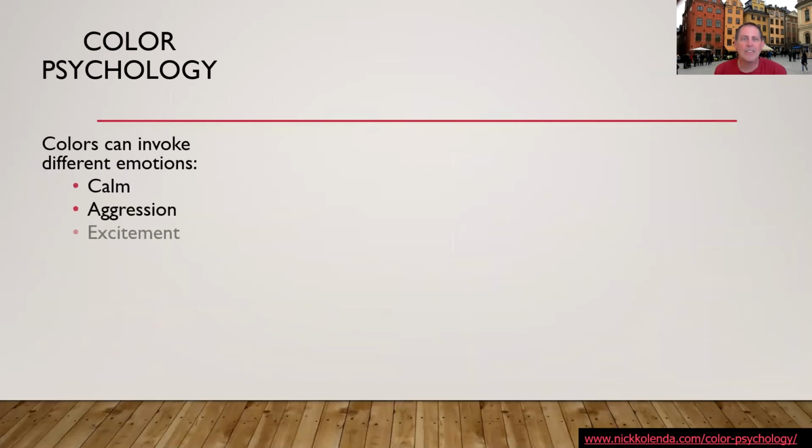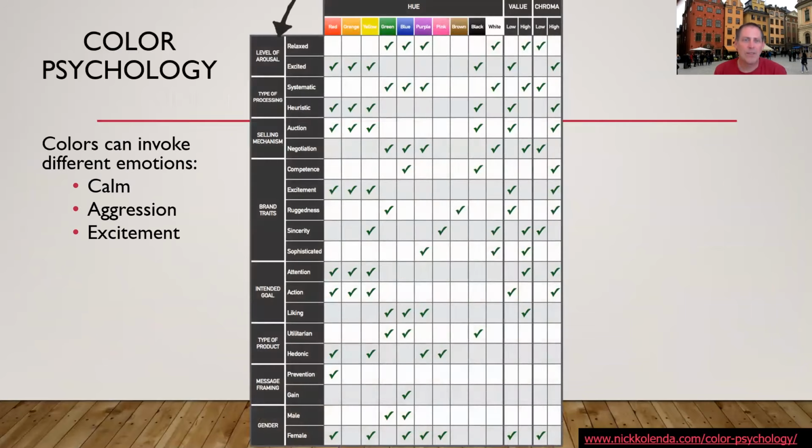The psychology of color has been captured. This is a really neat chart I got. You see the link on the bottom there. That associates certain goals that you might have with advertising with the color choice, as well as the value and the saturation of that color or chroma.